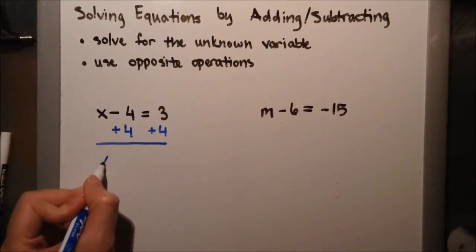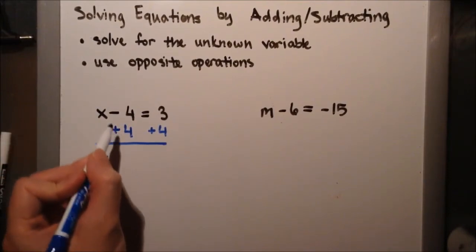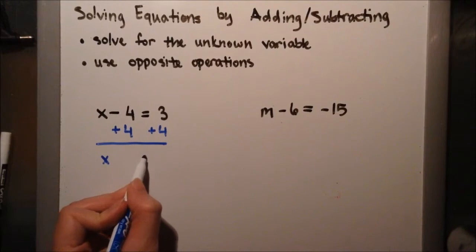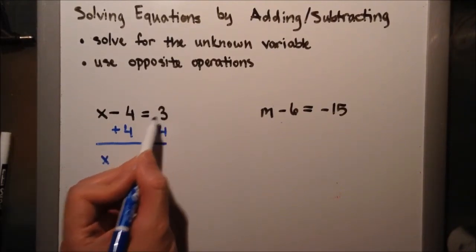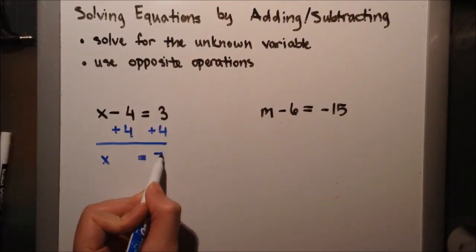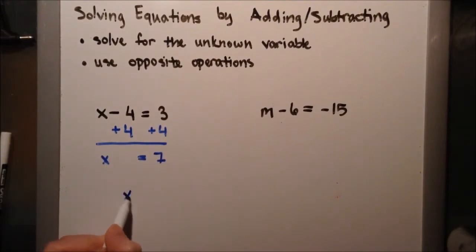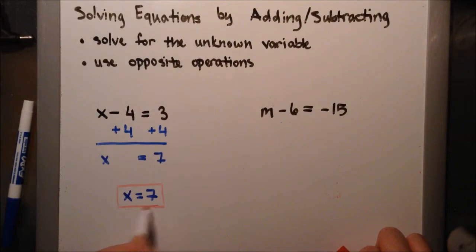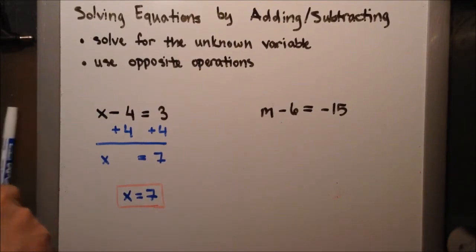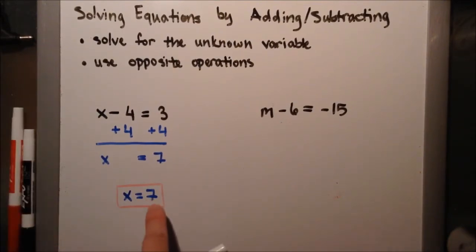I bring down the x. The 4 cancels out because of the opposite operations. And then I just combine the right side. So a positive 3 plus 4 will be 7. So x equals 7. That's our final answer. Again, once you have the variable by itself, whatever value you got is the answer. And you can always double check by plugging 7 into x and see if it matches.